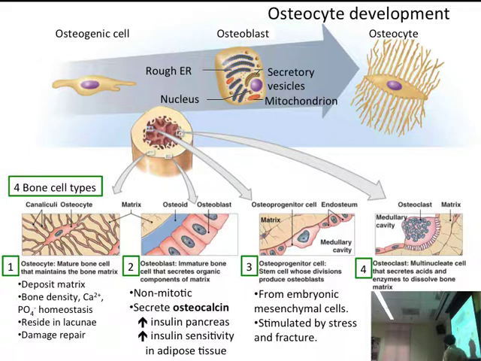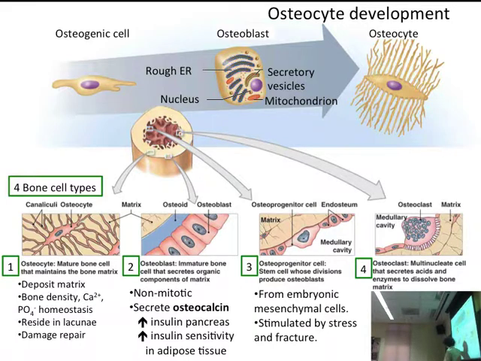They do not divide, they're non-mitotic, and they produce this osteocalcin that increases insulin production and increases insulin sensitivity in fat tissue. Right? They're responsible for laying down this osteoid, which is going to become the matrix of the bone. The osteoid is like precursor bone tissue.